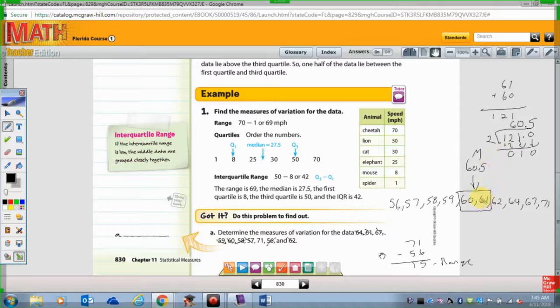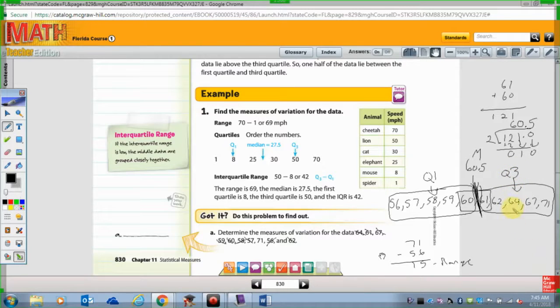So now it's split down the middle. I have 2 different groups of numbers now. I have 56 to 60, and I have 61 to 71. So I've got to find the median of each set of these numbers. There's 5 numbers, so I just pick the middle. So it's going to be 58. It's going to be Q1. Look at this set. It's 5 numbers. I pick the middle one. For the median of this set, it's going to be 64. So that's going to be quartile 3.